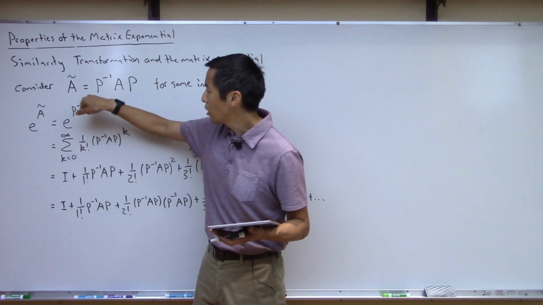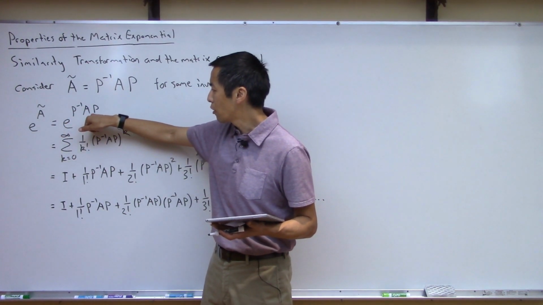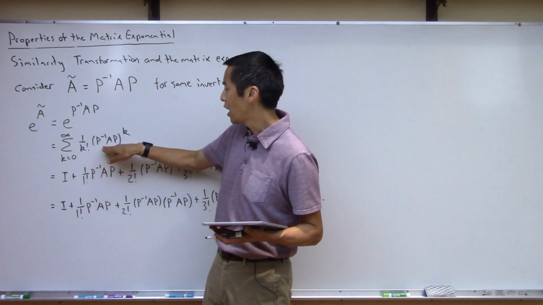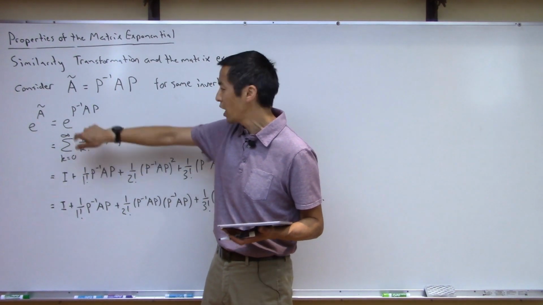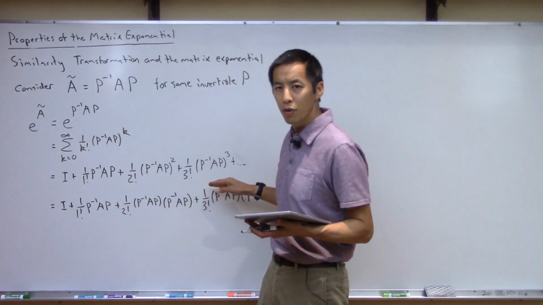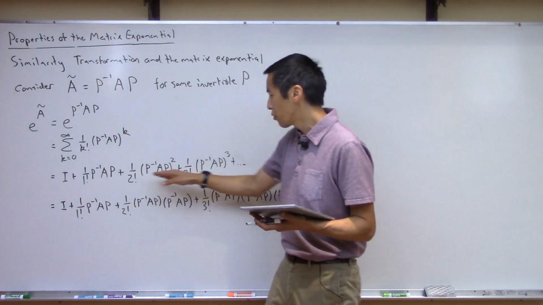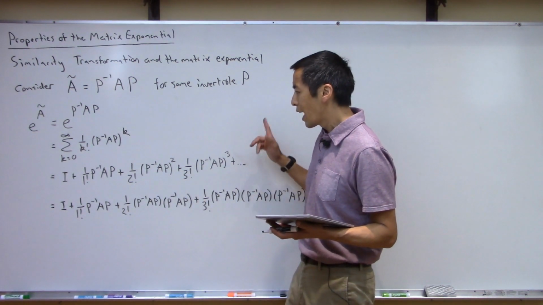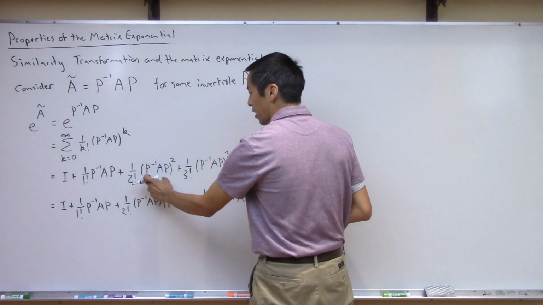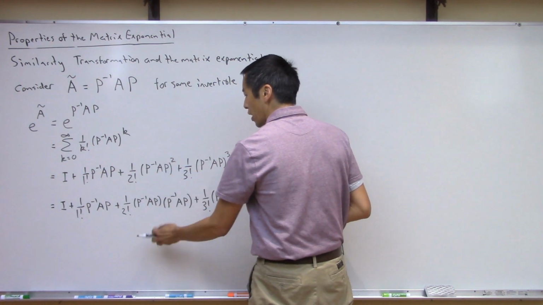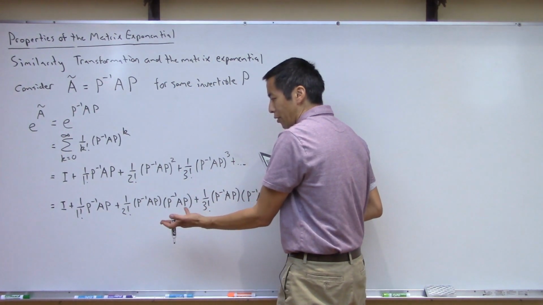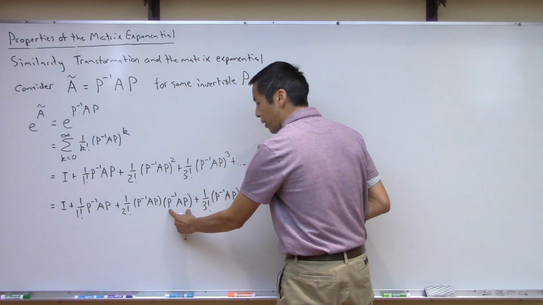Okay, so the matrix exponential of this thing is basically this infinite series from k equals 0 to infinity of 1 over k factorial times whatever is being exponentiated to the k. That's all this thing is. Let's write out a few of these terms like we did before. So here are the first 3 terms. And now I want to draw your attention to things like this thing, P inverse AP squared. That's the same thing as P inverse AP times P inverse AP. It's this matrix times this matrix.